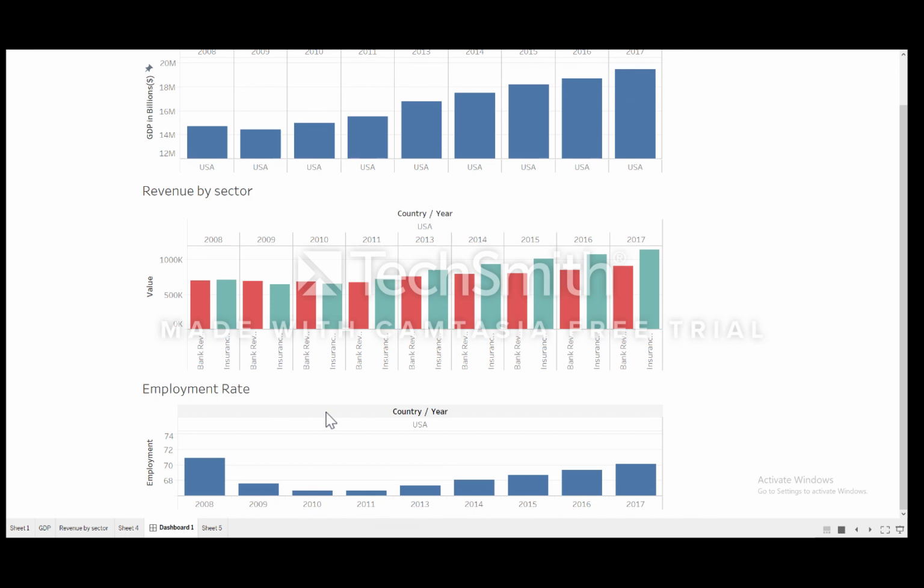So here I conclude that the insurance industry plays a major role in the US's GDP.